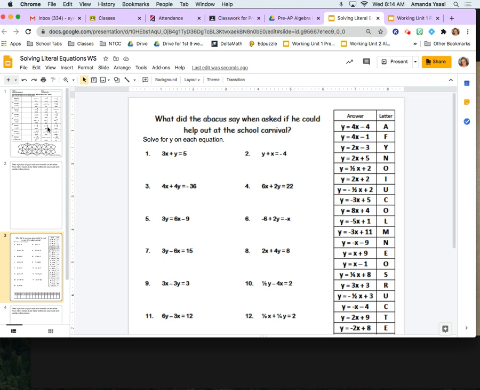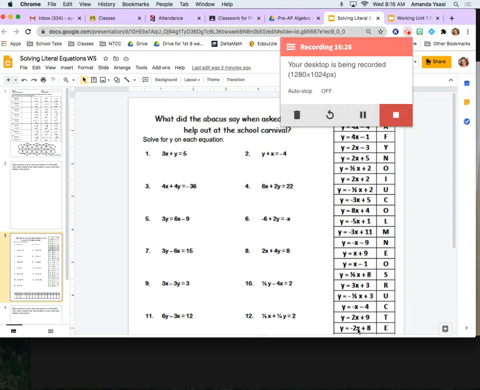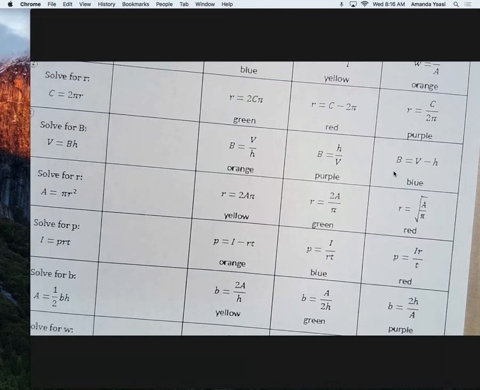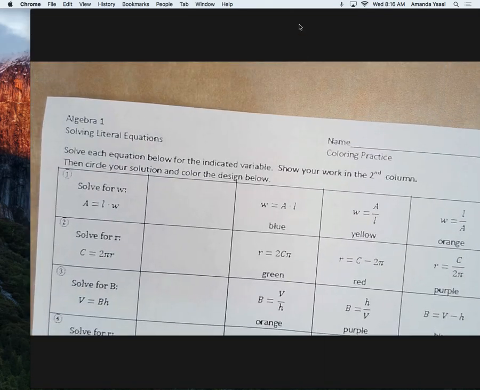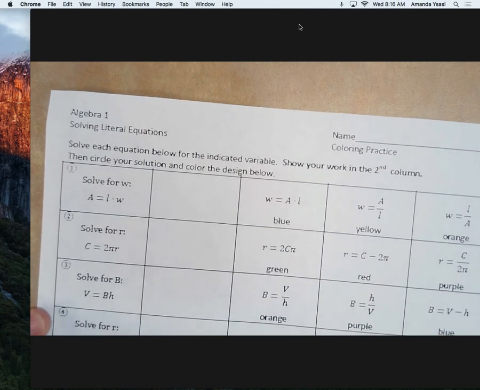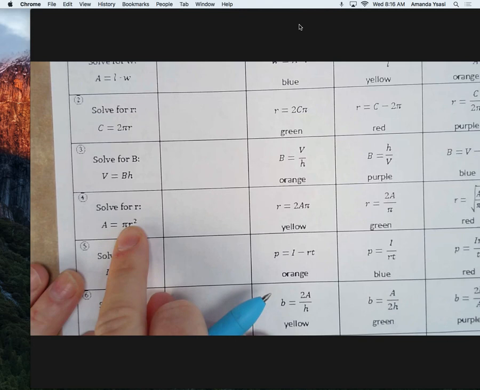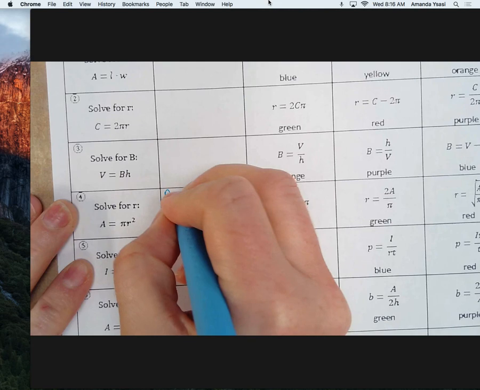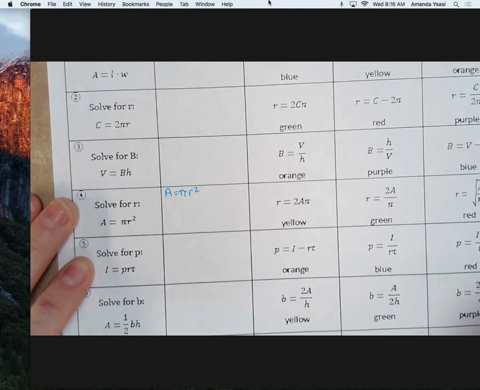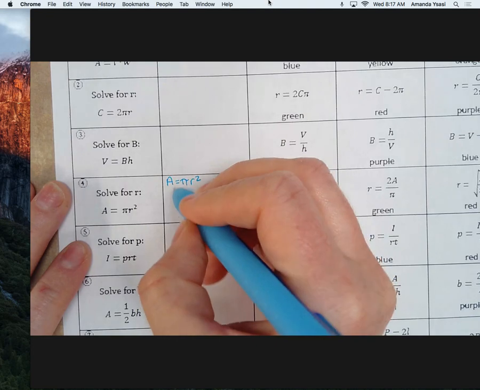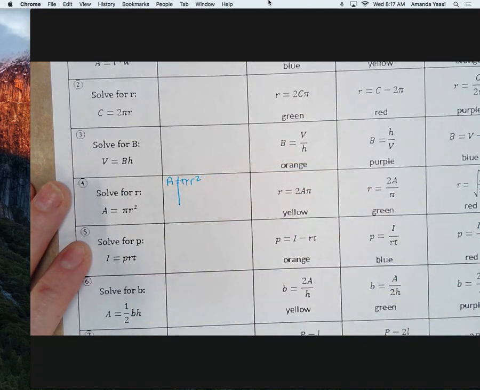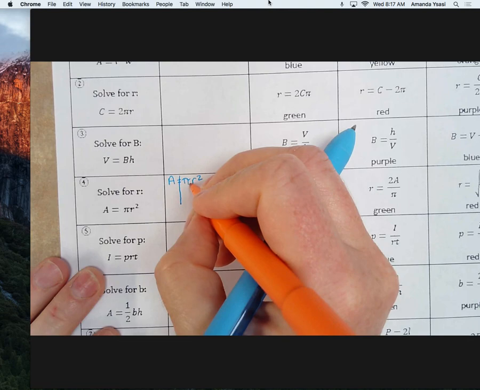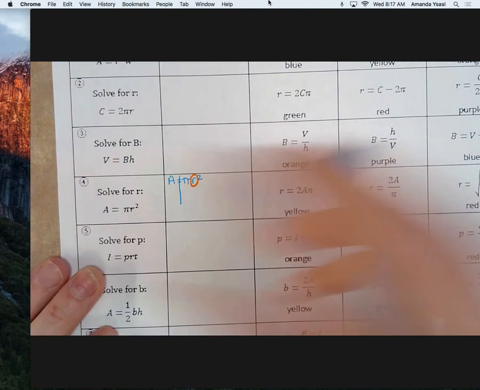So I'm going to get my worksheet and I'm going to look at a few of these with y'all just as a reminder. The front page is like the examples that I had. Let's look at number 4 though. It says solve for r. So A equals pi radius squared. So draw your line. And we're solving for r. If you want to highlight it or circle it or something, you can.